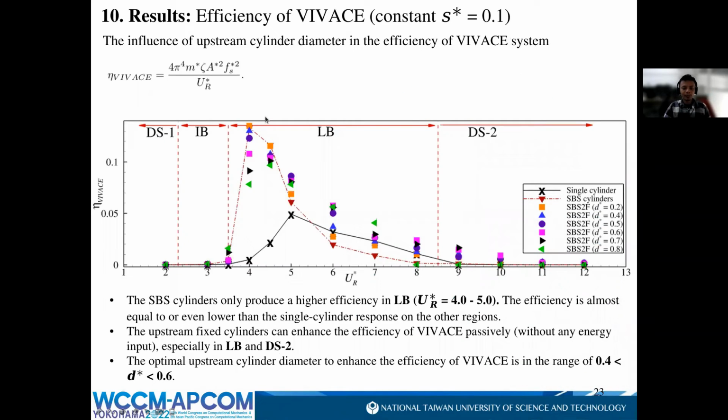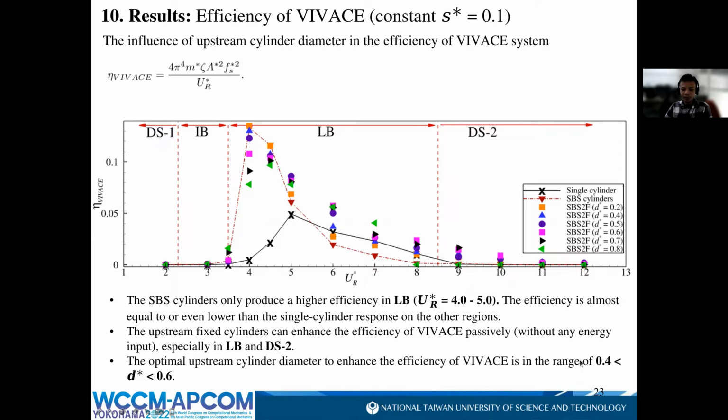Next, this is the phase efficiency. We calculate this efficiency based on this equation. Basically, this efficiency is calculated based on the amplitude and also based on the frequency response. We can see that the larger diameter will reduce the efficiency for UR equal to 4 until UR equal to 5, but it will increase the efficiency for the UR larger than 5. So based on this result, we still can get the optimal one.